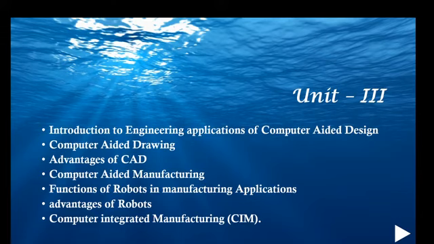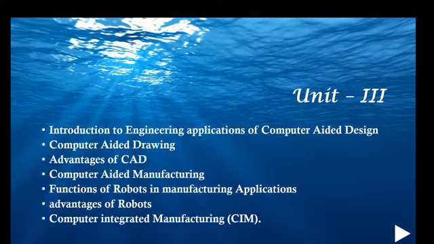And our last topic is computer integrated manufacturing. Computer integrated manufacturing is nothing but the combination of computer aided design as well as computer aided manufacturing. By combining these two topics, we study the topic as computer integrated manufacturing, simply CIM. So these are the basic units we are going to study in this subject.